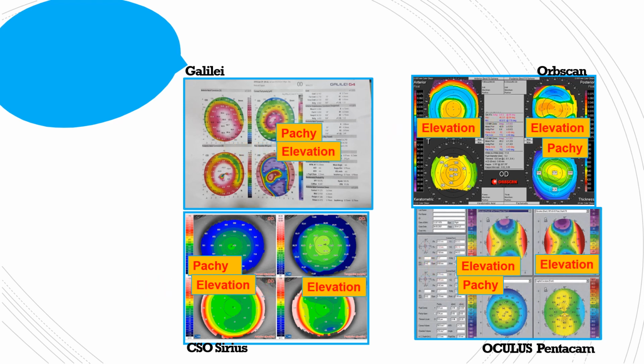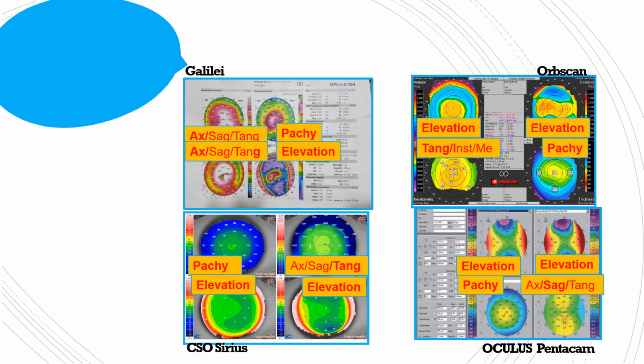Then all of them have got the elevation maps. You can learn about the elevation anterior and posterior in the video VPL 1.1, but all of them have got the elevation maps. 2 elevation maps, 2 elevation maps, 1 elevation map, and 2 elevation maps, which is anterior and posterior. So all the 4 machines we have got in practice or in use have got the pachy map and elevation map. Now what is the rest of the maps?